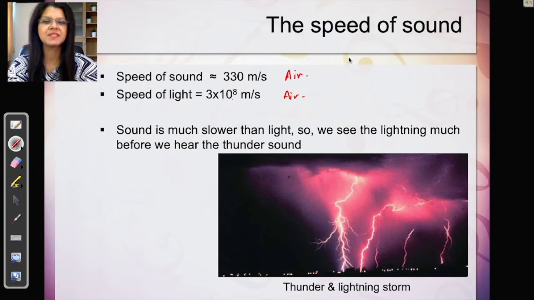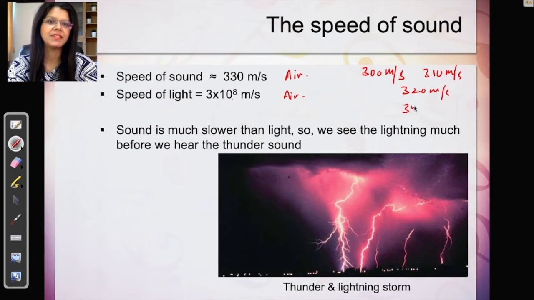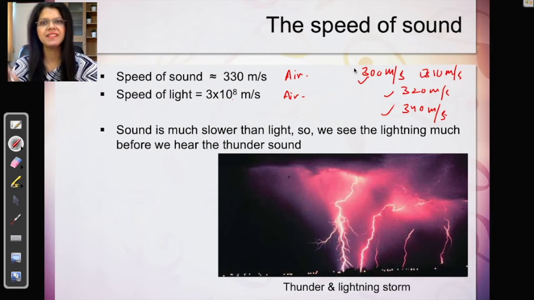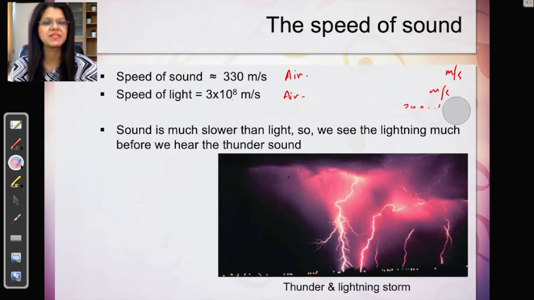Even if you are writing the speed of the sound as 300 meters per second, 310 meters per second, 320 meters per second, or 340 meters per second, any one of these, all of them are the correct answer, right? So anywhere in the range 310 to 340 meters per second is taken as a correct answer.